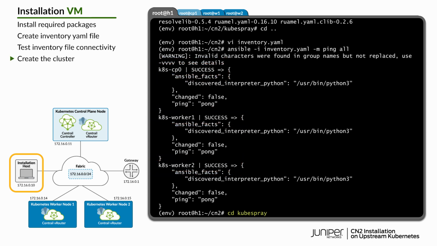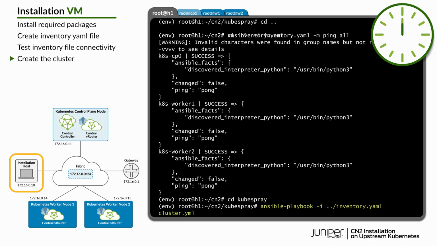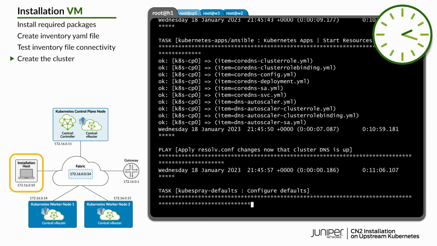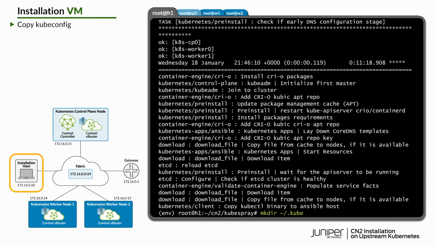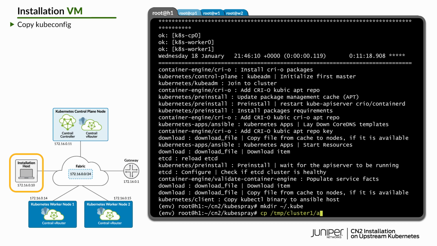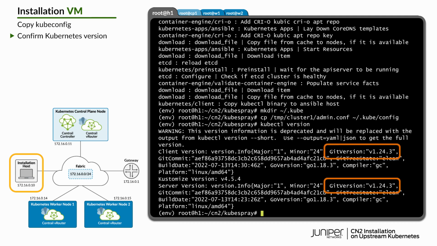Now, let's create the cluster. This will take a few minutes. Great, we've created our cluster. Let's copy the kube config. Confirm that the Kubernetes version is 1.24.3. Good. And list the pods.